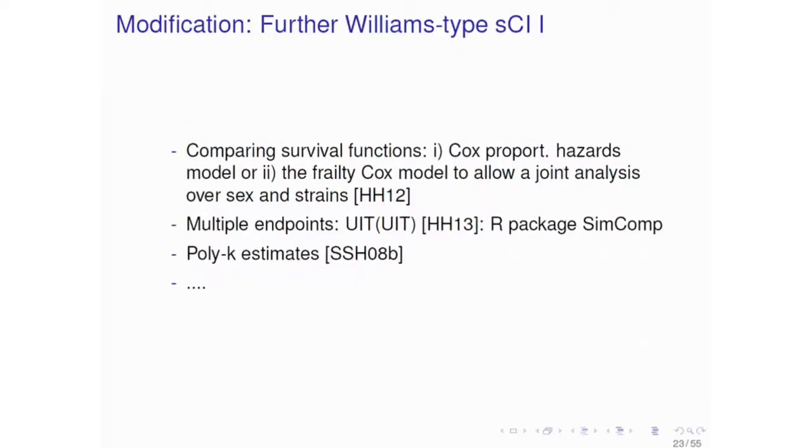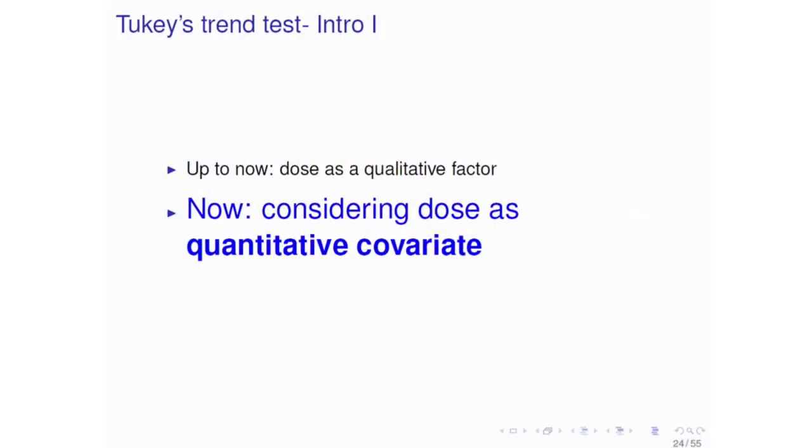And it goes on. You can use it for hazard rate and the Cox proportional hazards model. You can do it for multiple endpoints. You can do a lot of things because it belongs to the linear mixed or generalized linear mixed model. Okay, half of my time is gone. It's good now to switch to dose as a quantitative covariate. Now I forget that it's a factor. Now I come to regression modeling.